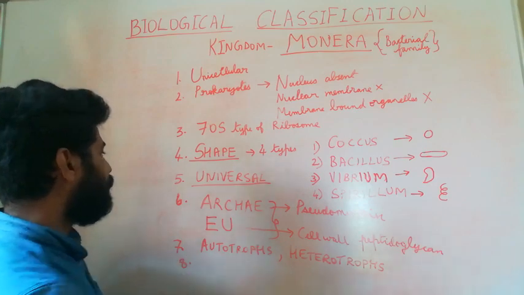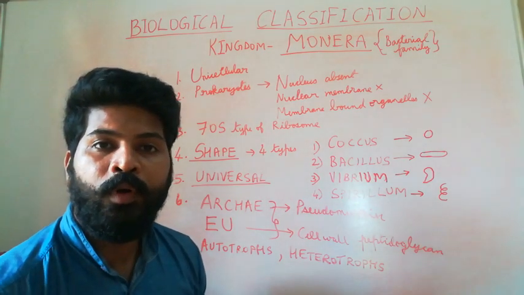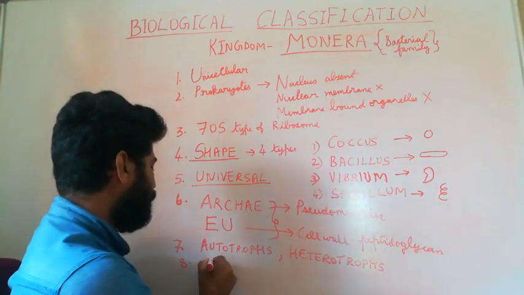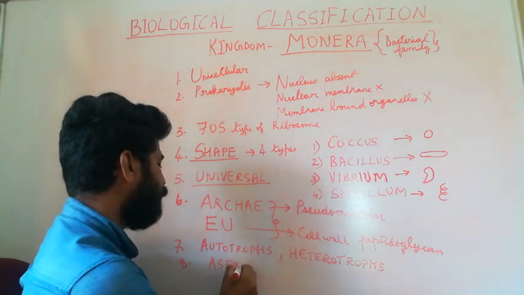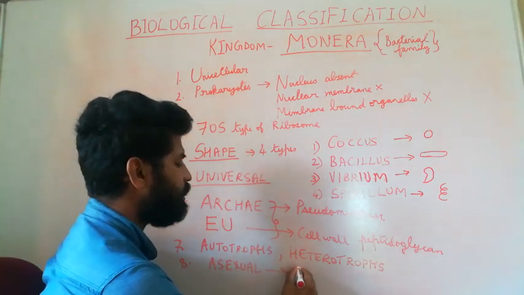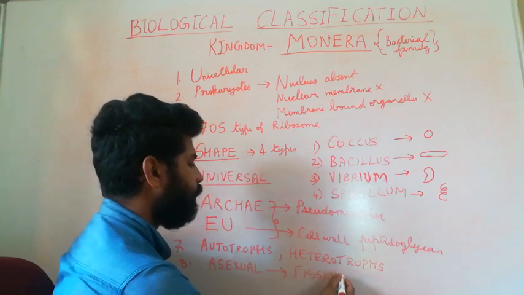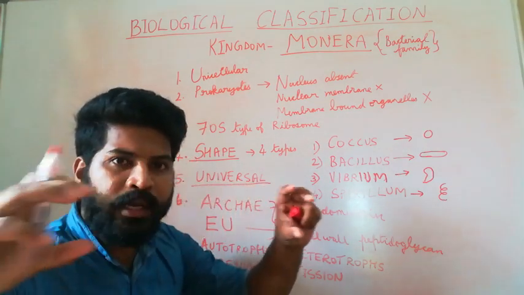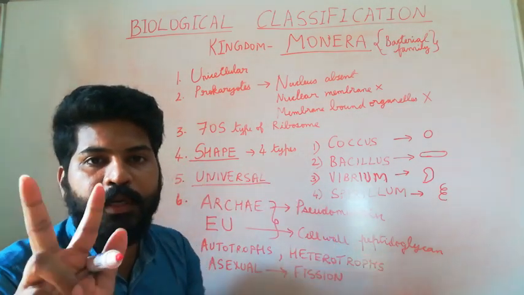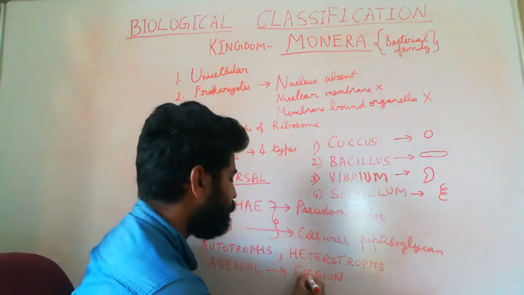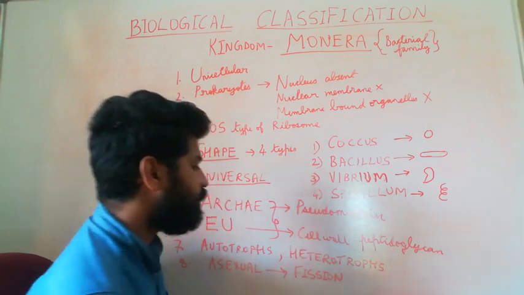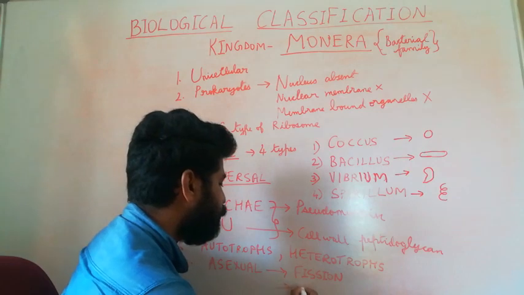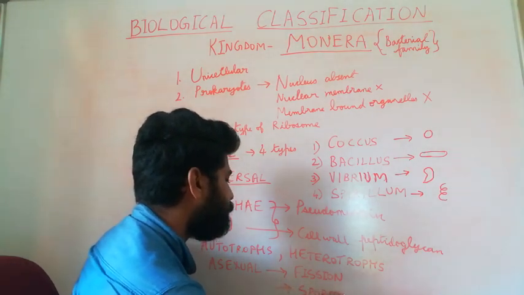And finally, the mode of reproduction. How do Kingdom Monera bacteria reproduce? How do they produce new offspring? Mostly they follow an asexual mode of reproduction, which is called fission, wherein when the cell becomes mature, it just elongates and breaks into two, producing two cells. That is what is called fission. Sometimes, under unfavorable conditions, bacteria also produce spores.